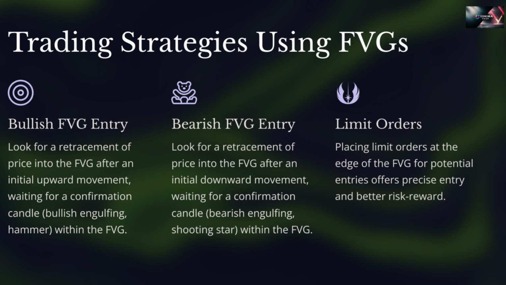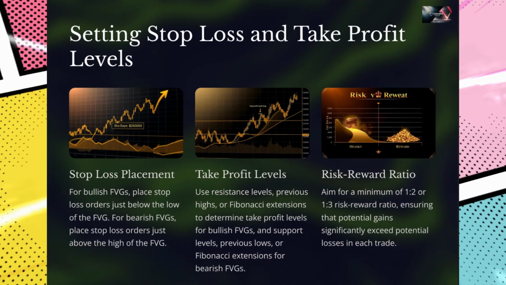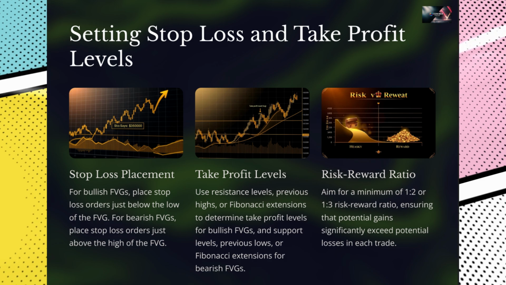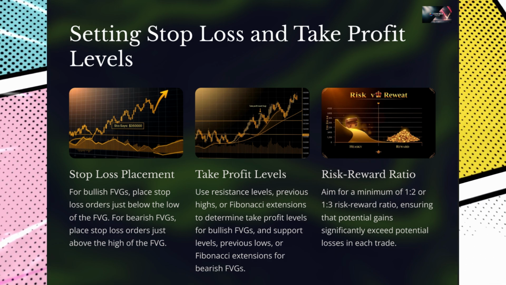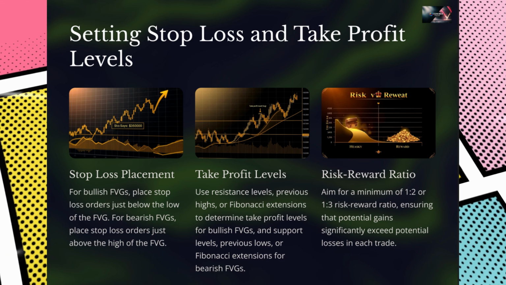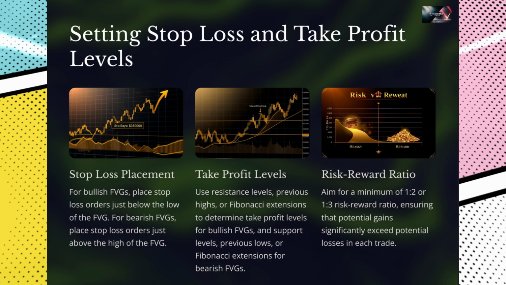Limit orders. Placing limit orders at the edge of the FVG for potential entries offers precise entry and better risk reward. Setting stop loss and take profit levels. Stop loss placement: for bullish FVGs, place stop loss orders just below the low of the FVG.